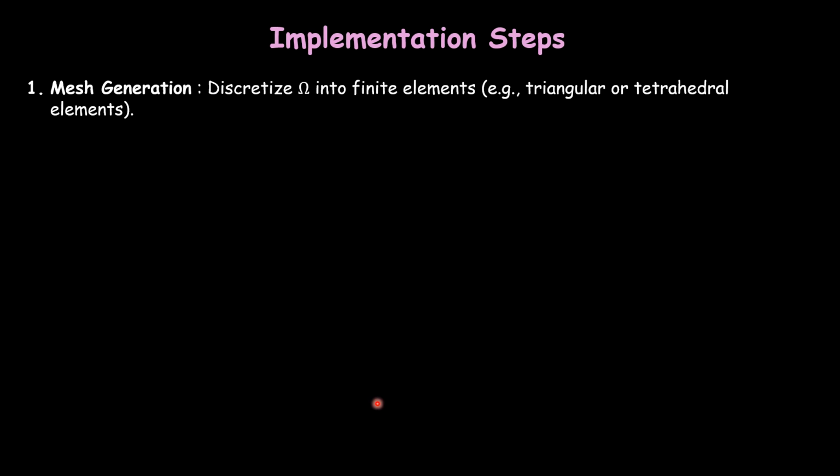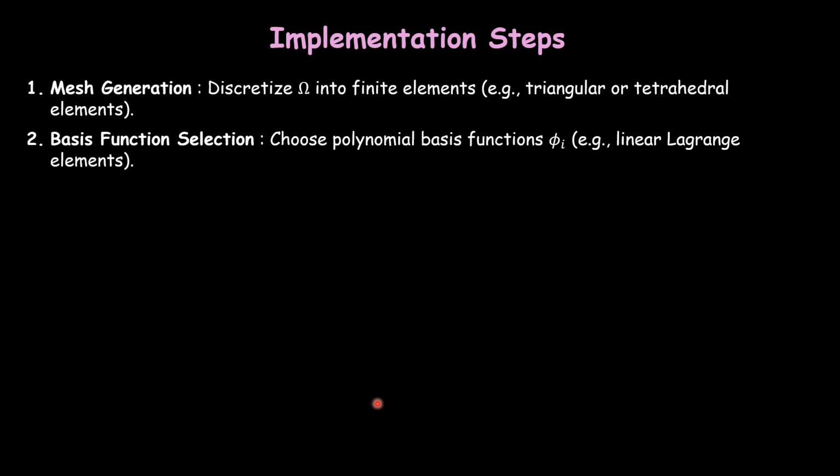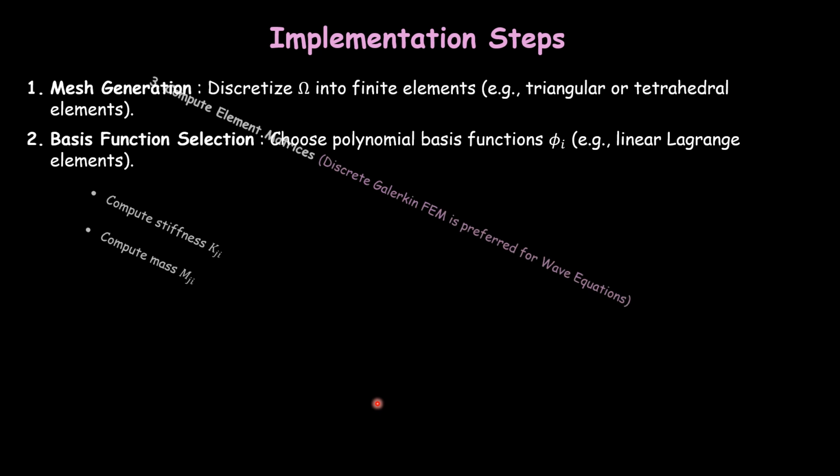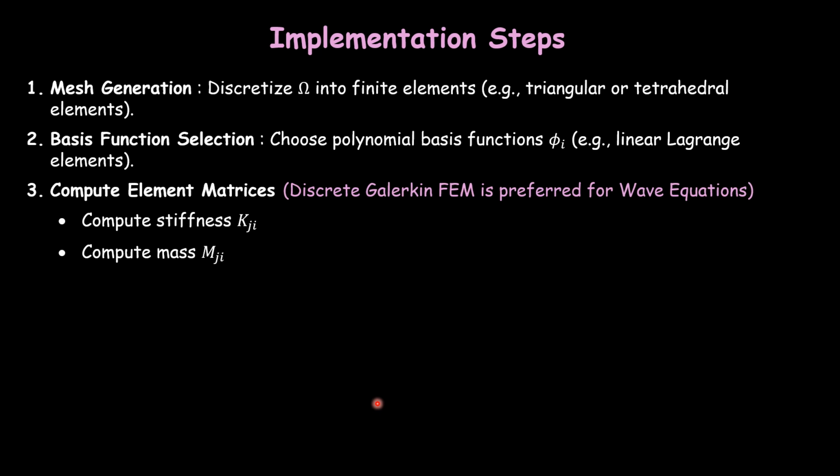So again, to briefly go over the implementation steps, step 1 is to decide on the domain and discretize the domain into finite elements, whether triangular or tetrahedral elements. Then you have to choose the basis functions. Linear Lagrange basis functions are a common choice. And then the third step is to compute the element matrices.